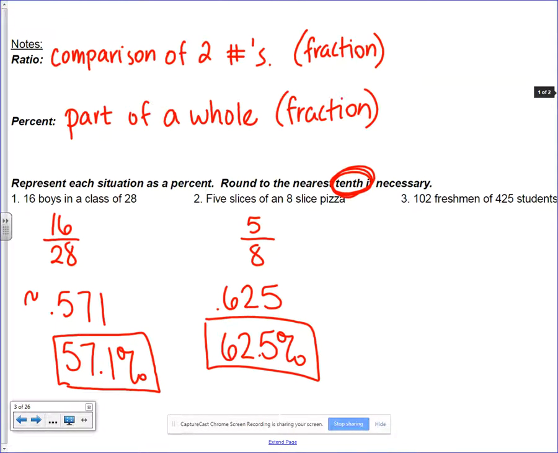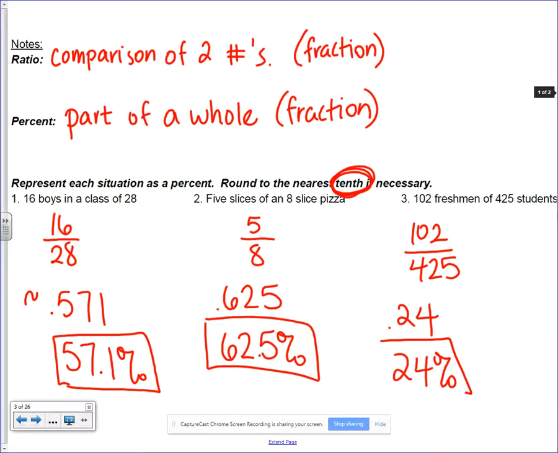Next, I have freshmen out of the entire student body. If you divide that, you will get approximately that. Turning it into a percentage means multiplying by 100 or moving the decimal place 2 spots, and you get a percentage of that. So hopefully you're good at manipulating your calculator, dividing, and turning those decimals into percentages.